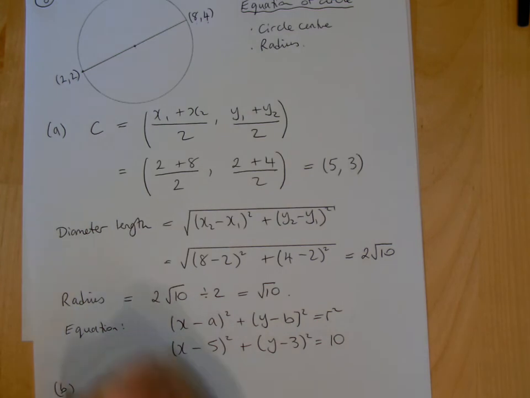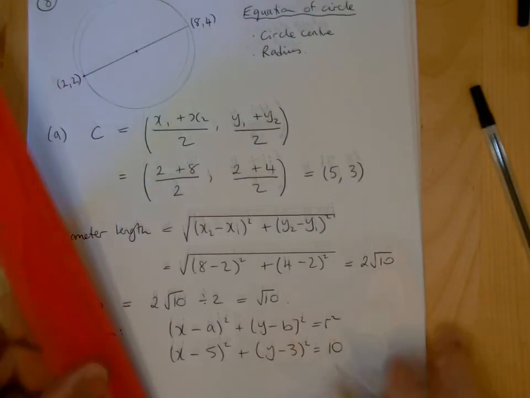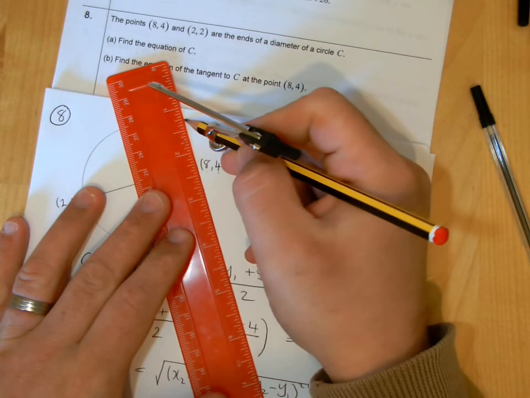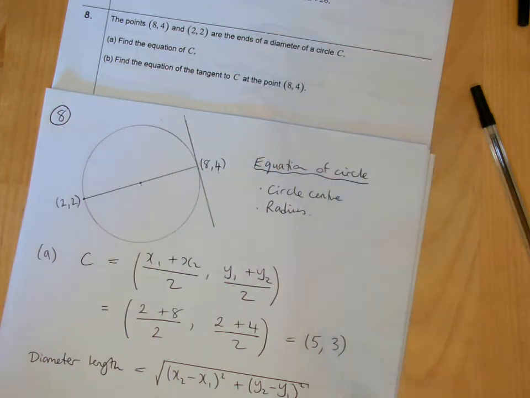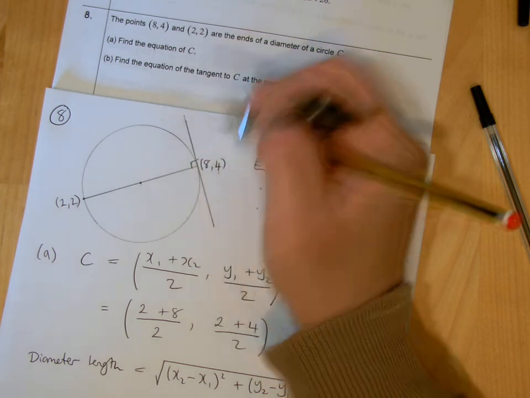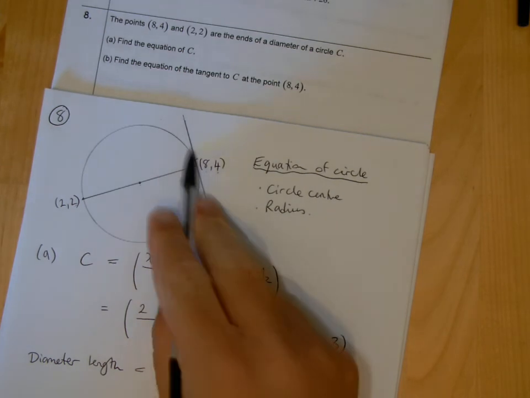Part B then asks for the equation of the tangent to C at the point (8, 4). So if I go back to my circle here, the tangent just touches the circle at that point. That's what a tangent is. And you know that a tangent is actually perpendicular to the radius. They're perpendicular to each other.